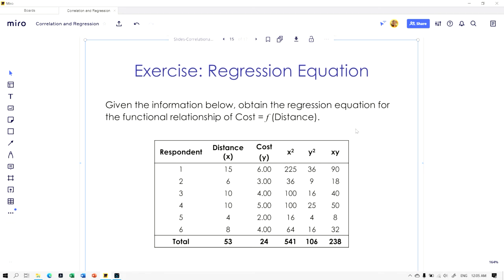We will use the same data that we saw earlier in the exercise of Pearson correlation coefficient to now determine the regression equation that represents the relationship between traveling cost and traveling distance. This is the same data that we saw earlier.